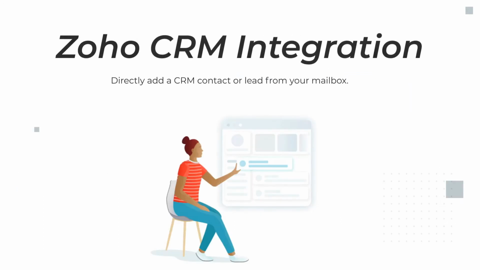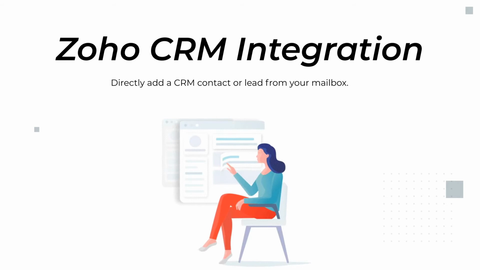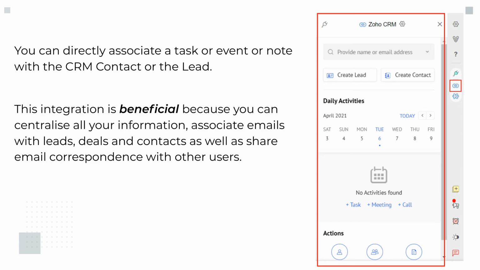The Zoho CRM integration with Zoho Mail allows you to directly add a CRM contact or lead from your mailbox. Further, once you have created the record in the CRM, you can directly associate a task, event, or a note with the CRM contact or the lead. This integration is beneficial because you can centralize all your information, associate emails with leads, deals, and contacts, as well as share email correspondence with other users.